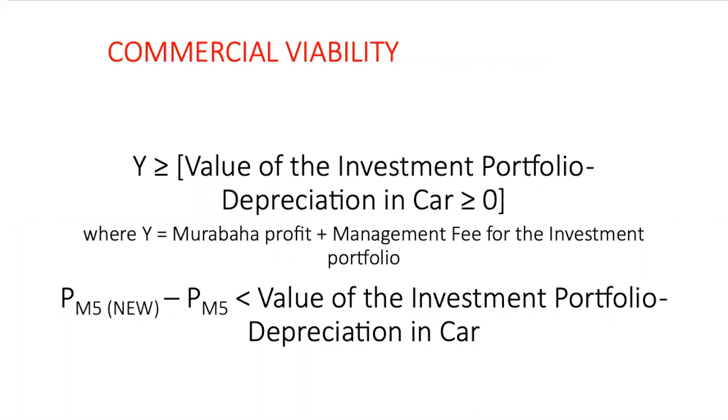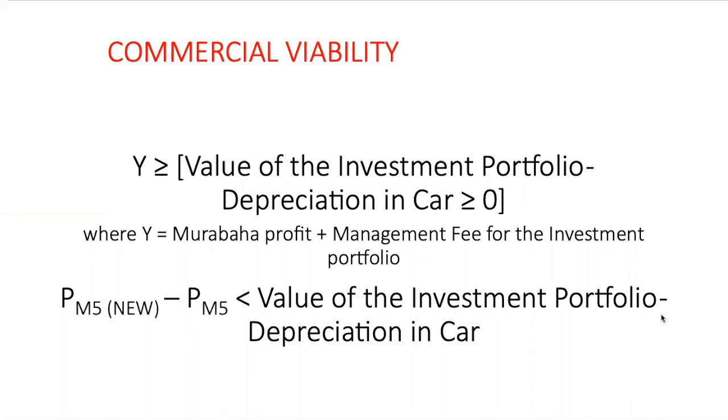Now, the product will be commercially viable if income accrued to the bank from the product makes sense. So now we are going into the commercial viability. I have identified at least these two conditions that must be met for the commercial viability of offering an investment plan with a Murabaha based car financing as an upgrade solution to the premier or high net worth customers. Commercial viability would be determined by these two conditions. Y, which is the Murabaha profit plus management fee from the investment portfolio, the income of the bank, should be at least equal to or greater than the value of the investment portfolio minus depreciation in car. And of course, the value of the investment portfolio and its difference with depreciation in car should be positive, at least equal to 0 or more.